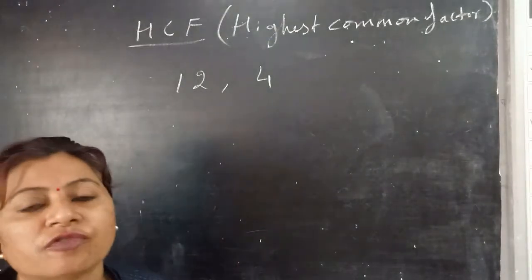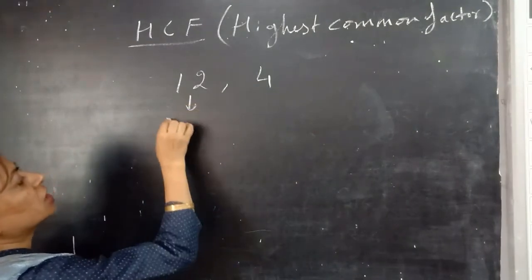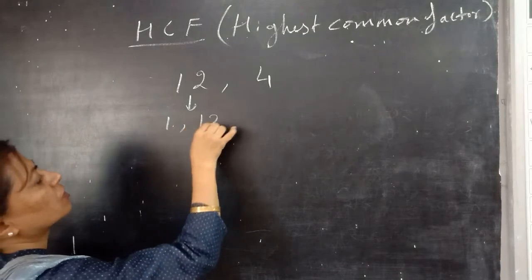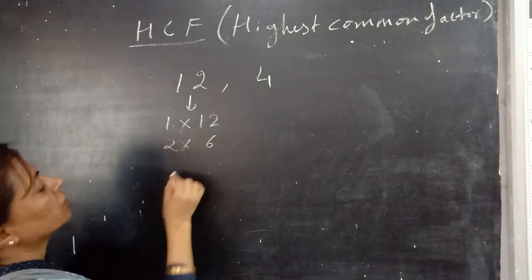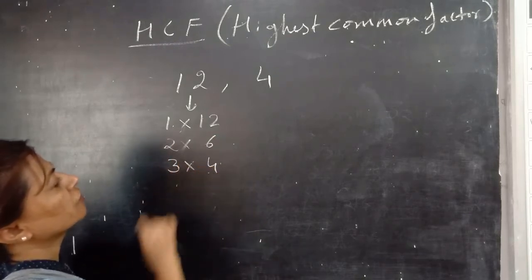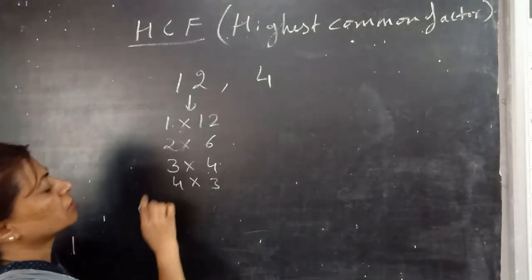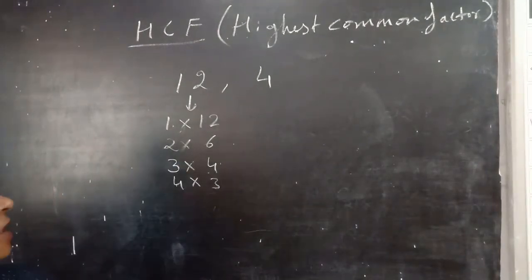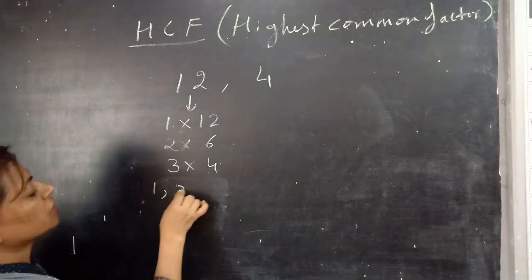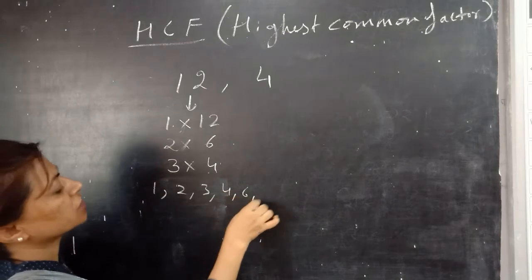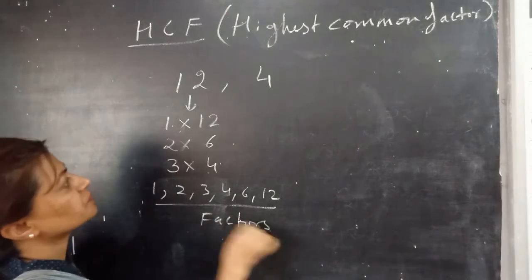So what we have to do is find all the possible factors of 12 and all the possible factors of 4. If we check, 12 comes in the table of 1 into 12, then it also comes in the table of 2, 6, 12, then 3 and 4. If we write 4 into 3, it means the numbers have started repeating. So out of these, we can say 1, 2, 3, 4, 6 and 12 are all the possible factors of 12.